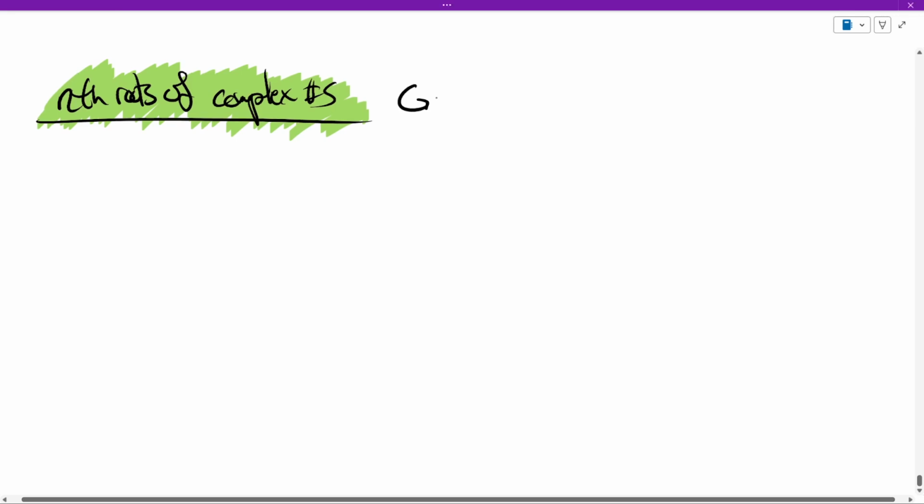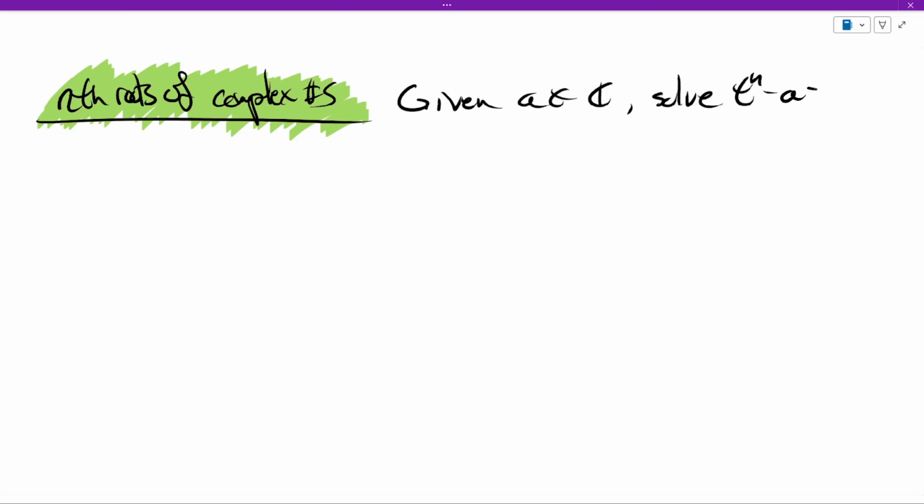So what do I mean by this? Given a and n, we want to solve the equation t to the n minus a is 0. And we're going to see that this has exactly n solutions. And the question is, what are they? Give me a formula. So that's what we're going to try and do.